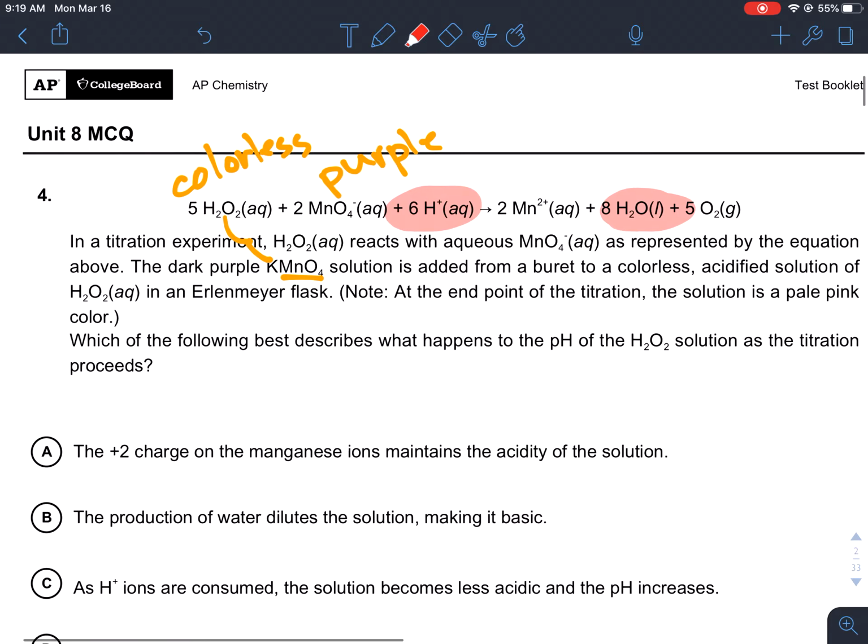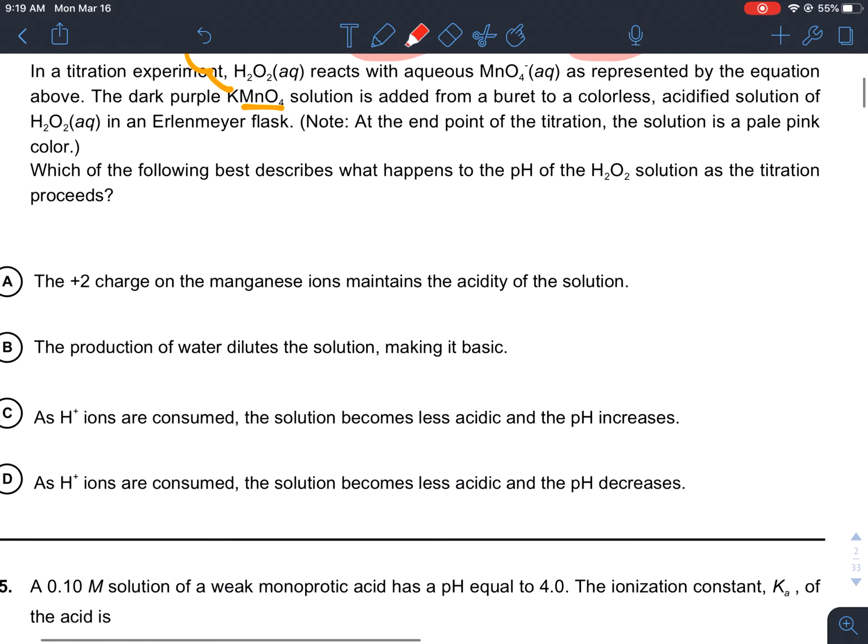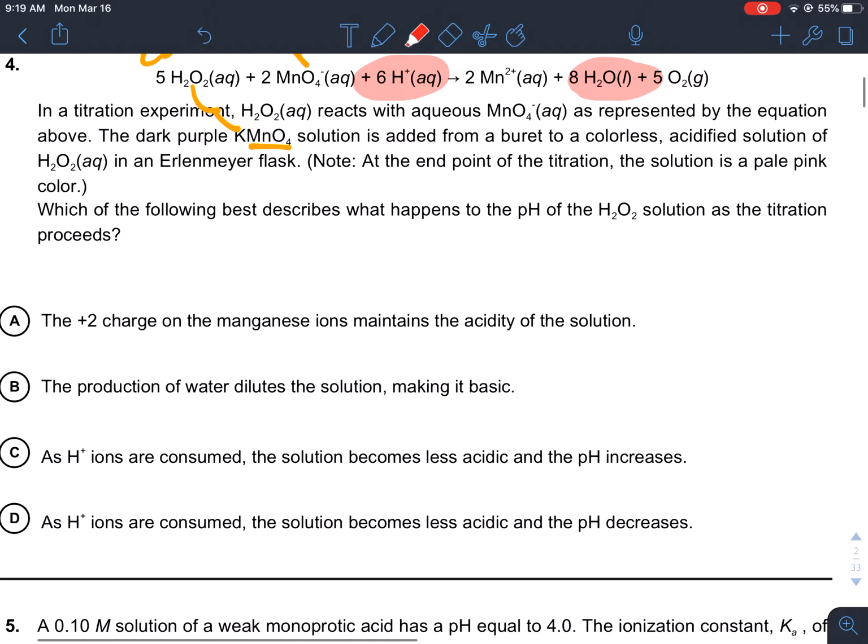Which of the following best describes what happens to the pH? Well, what happened to the pH? If we were acidic, we were a really low number, like 1 through, let's say, 6.99. And then we became neutral, we became like water. So in other words, our pH is starting to increase.